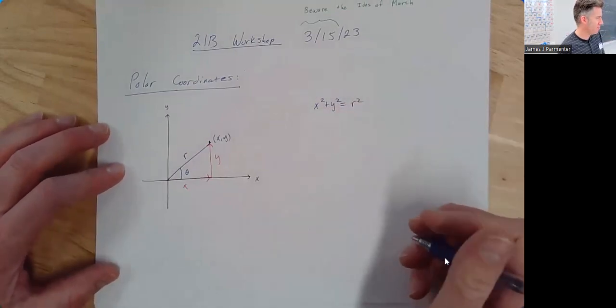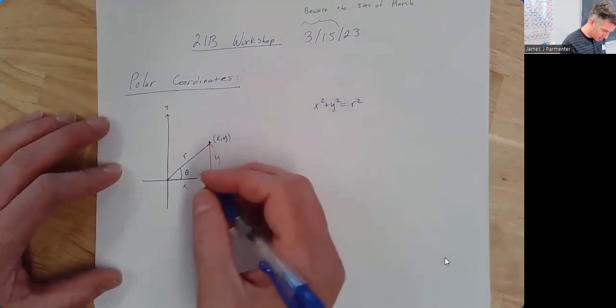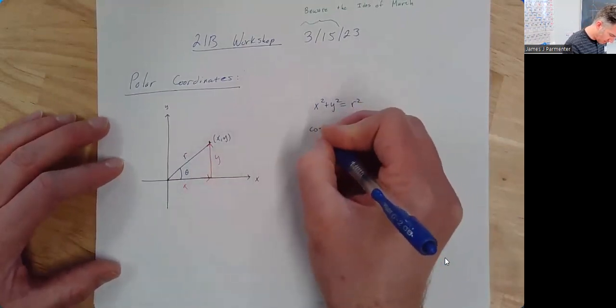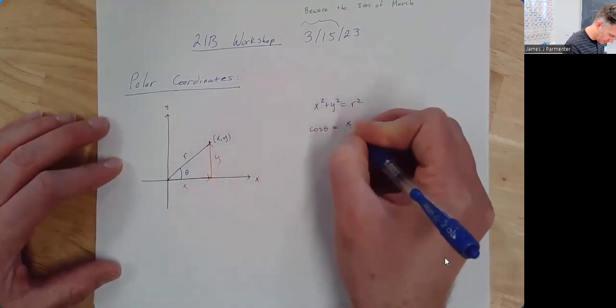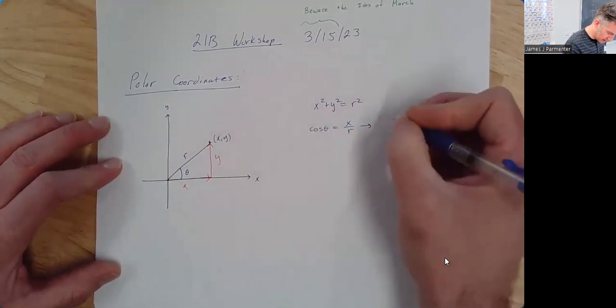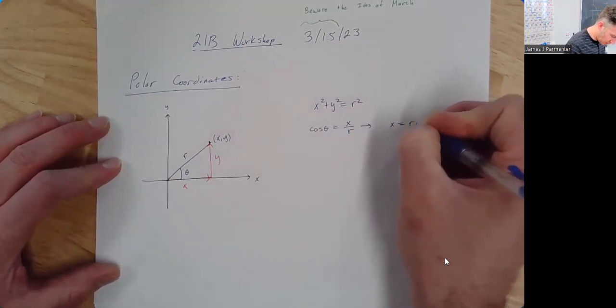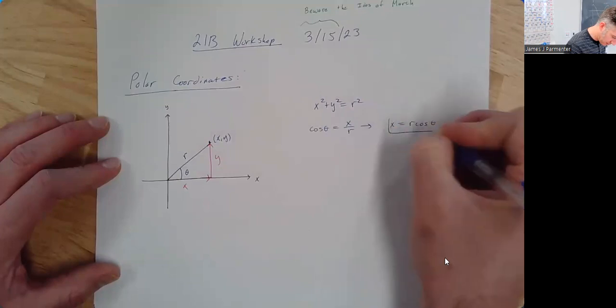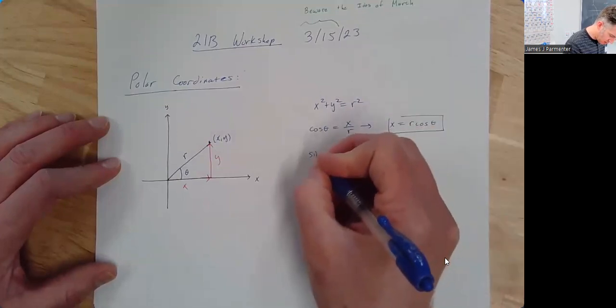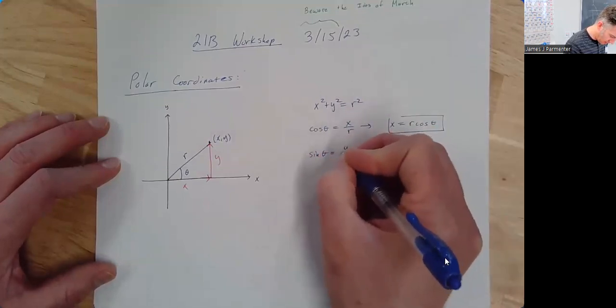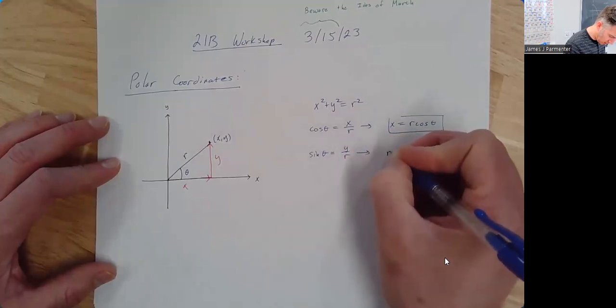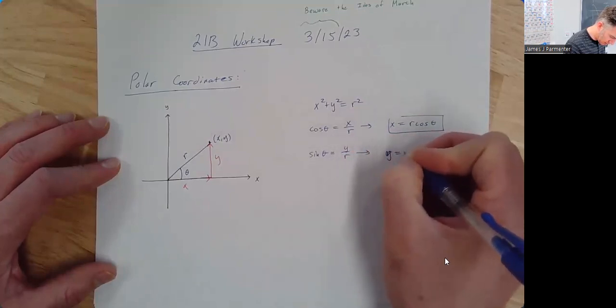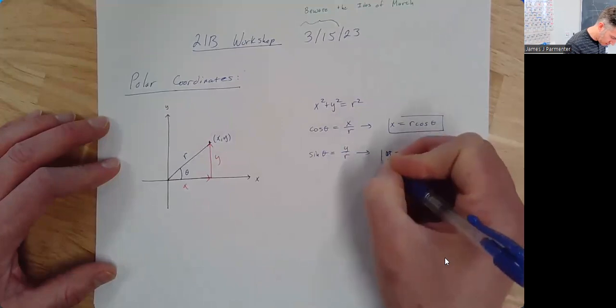Some people solve for r, usually not. We can say that cosine of theta equals x divided by r, or more normally written as x equals r cosine of theta. Similarly, sine of theta equal to y over r gives us that y is equal to r sine of theta.